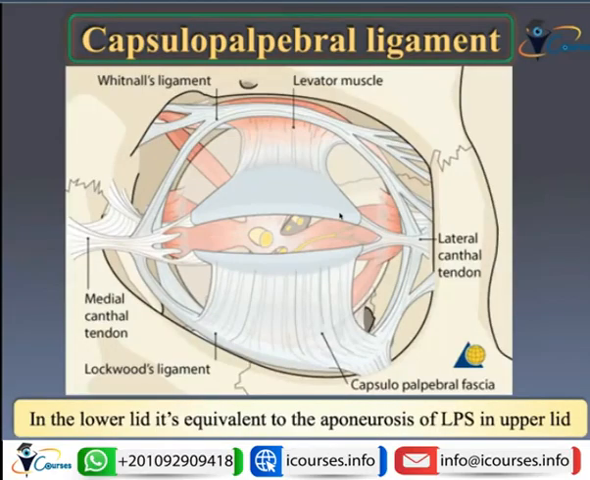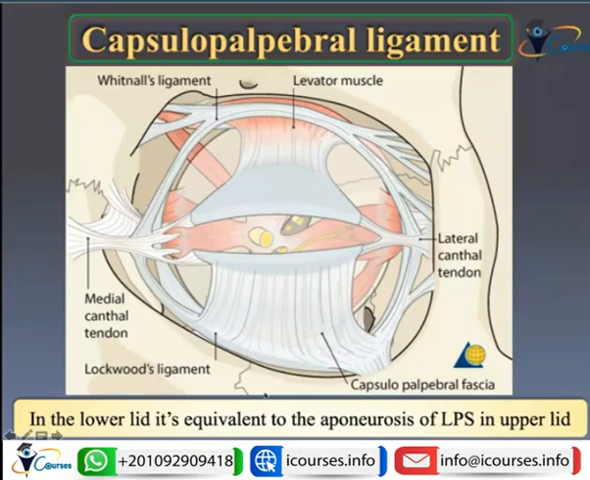Okay, so now we finished the muscles of the eyelids. And let's now discuss the fibrous tissue of the eyelids. We have mentioned the capsulopalpebral ligament yesterday, and we said this ligament will attach the inferior tarsus to the ligament of Lockwood, or suspensory ligament of the globe.